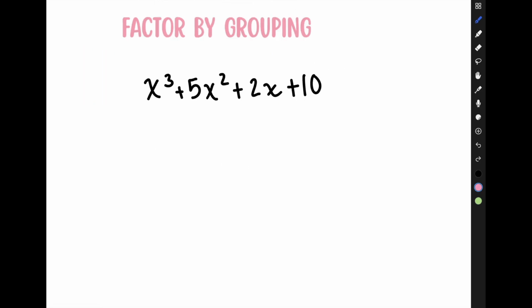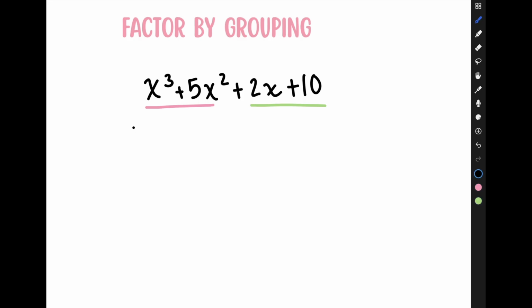All right, so the next factorization method is to factor by grouping. Factor by grouping is very simple because it's just what it sounds like. You're going to take your first two terms, x cubed and 5x squared, and you're going to group them, and you're going to take your second two terms, 2x plus 10, and you're going to group them into one parentheses.